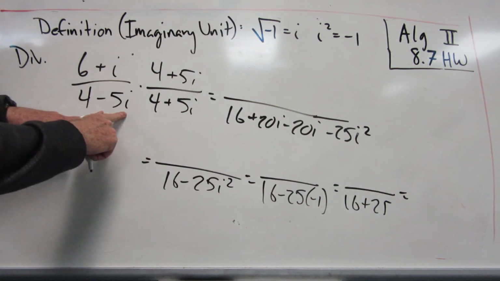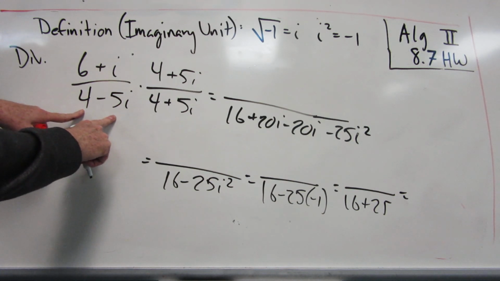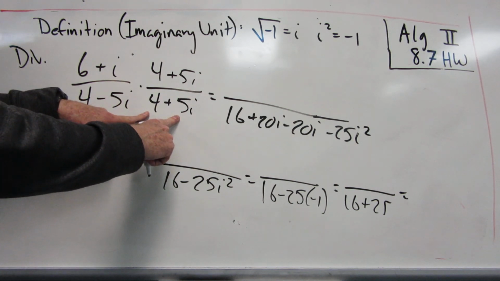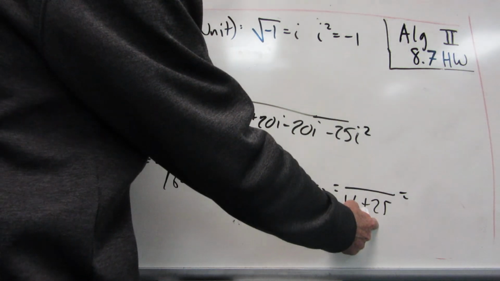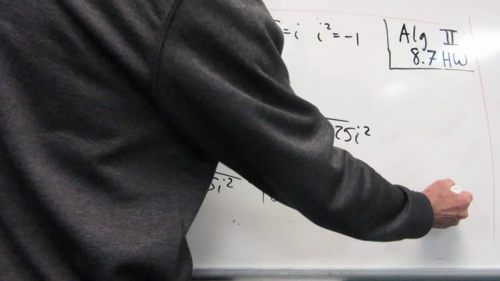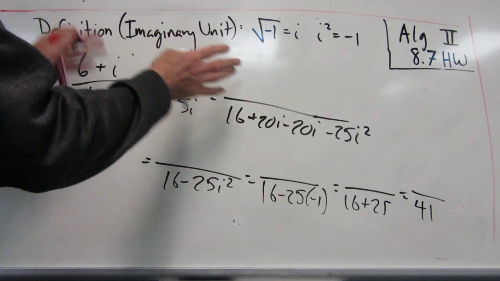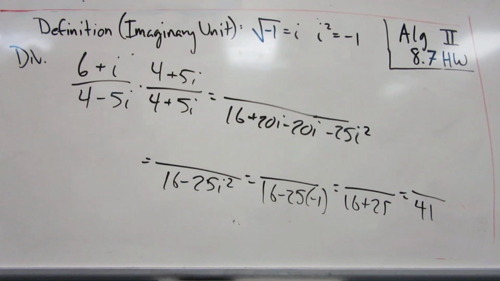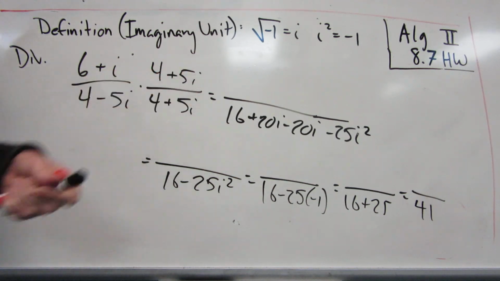So again, I started out with this complex number. If I multiply by the conjugate, then my numerator is going to become a real number. It's going to become a constant, in this case 41. And you could deal with everything that's in the numerator. Okay, so there's that.